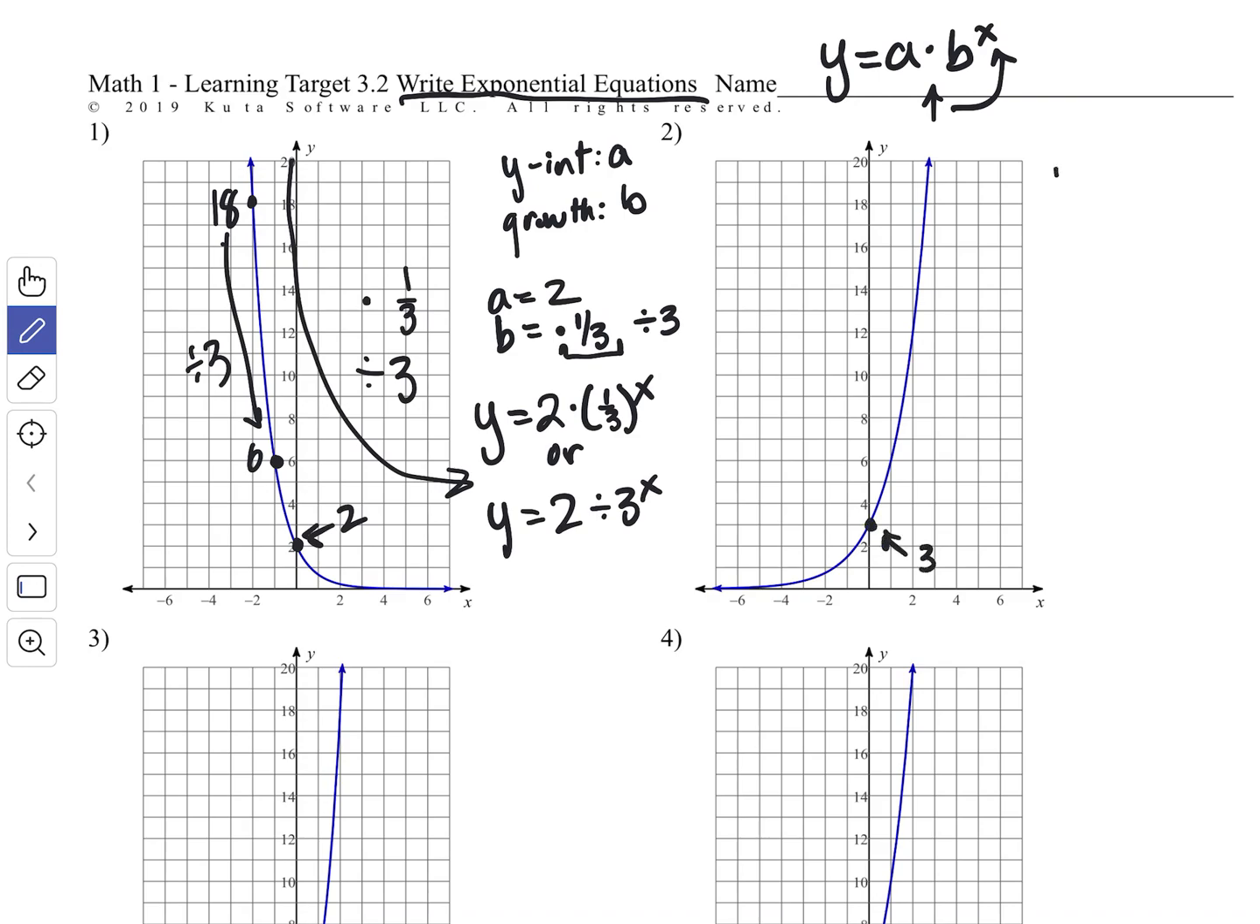Starts at 3. My a is 3. How it grows goes from 3 to 6 to 12. So we can see I'm going up, so I'm timesing by 2. Okay? So my b is timesing by 2. So I go y equals 3 times 2 to the x. Okay? And those are the only two types you're going to deal with, so I'd suggest pausing it, trying the rest on your own, and then coming and seeing how you do.